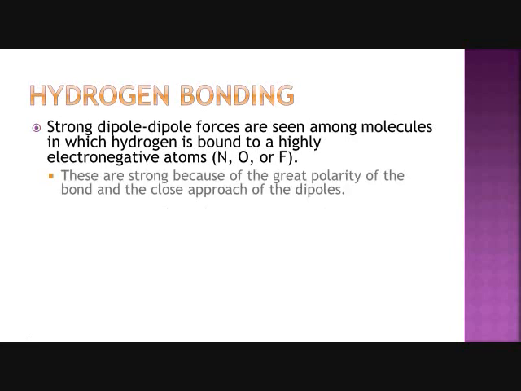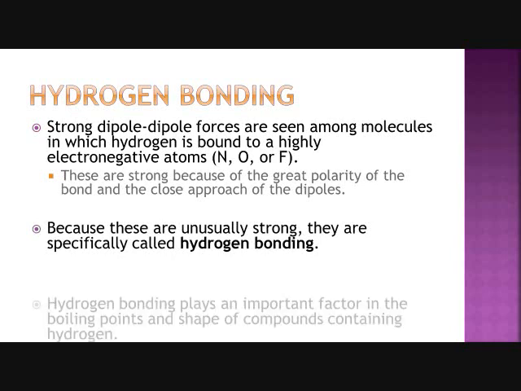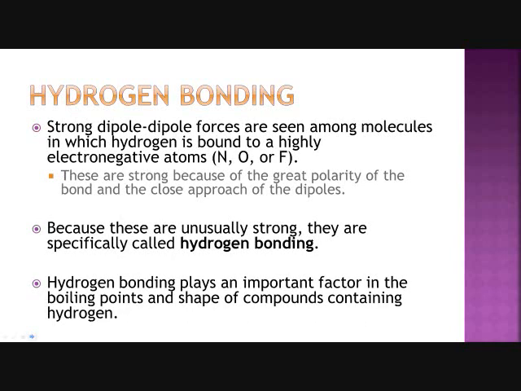Another type of intermolecular force is hydrogen bonding. A lot of times we'll see hydrogen bonding with electronegative atoms like nitrogen, oxygen, or fluorine. And these are very strong because of the great polarity of the bond, because nitrogen, oxygen, and fluorine are all very highly electronegative. So because these are unusually strong, we have a specific group of intermolecular force, or IMF, that's called hydrogen bonding.